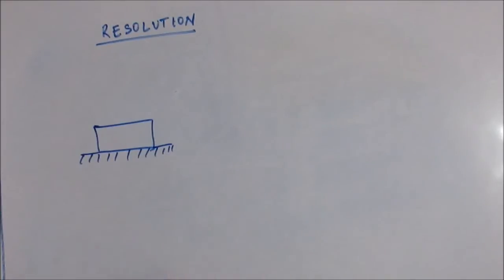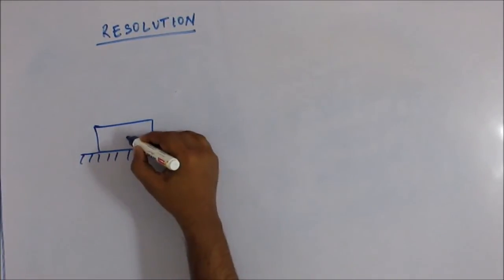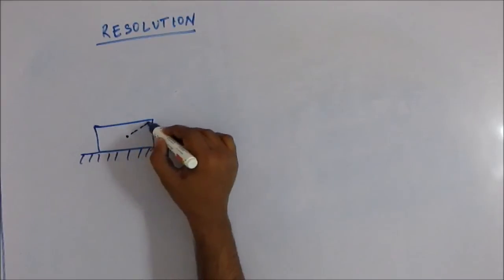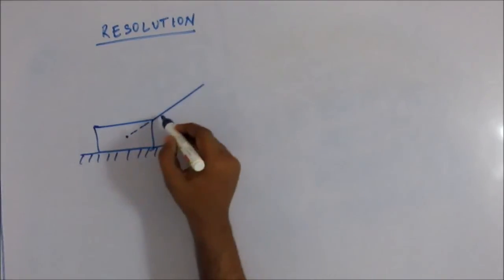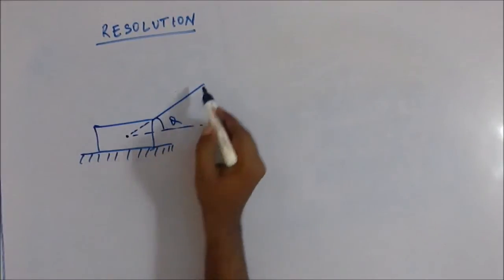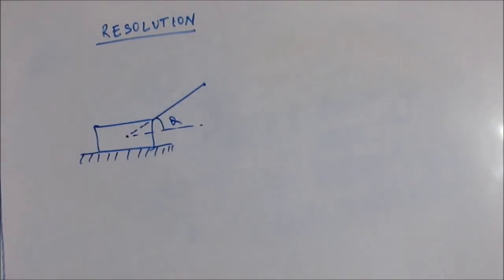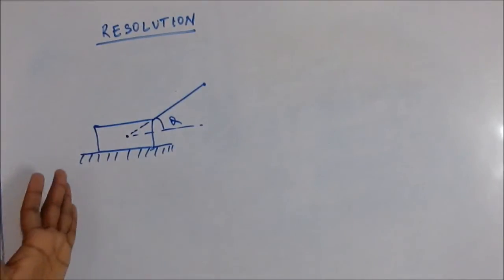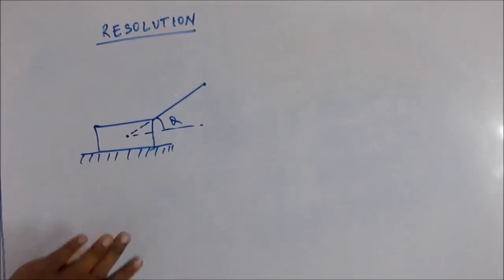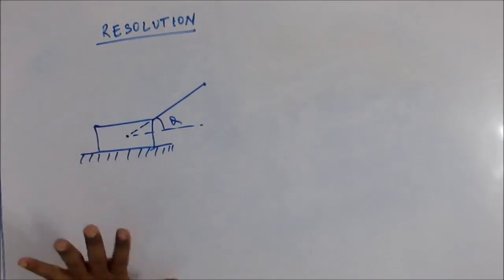Maybe we are given that a block is kept on a frictionless surface, and somebody is pulling this block. Maybe a string is here, and this is the angle theta which the string is making with the horizontal. Then you may be asked anything. You may be asked what is the acceleration of this block, or what is the frictional force, or other things, what is the tension in the string, those things.